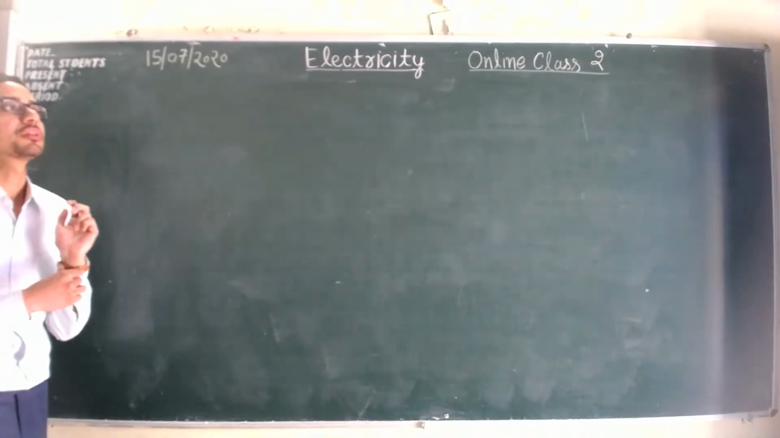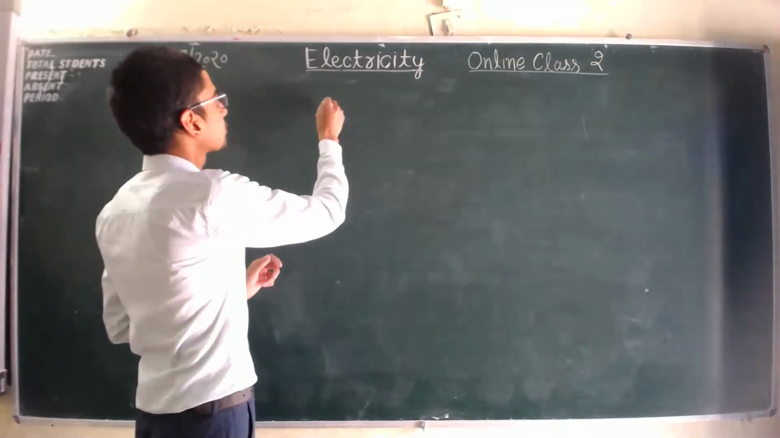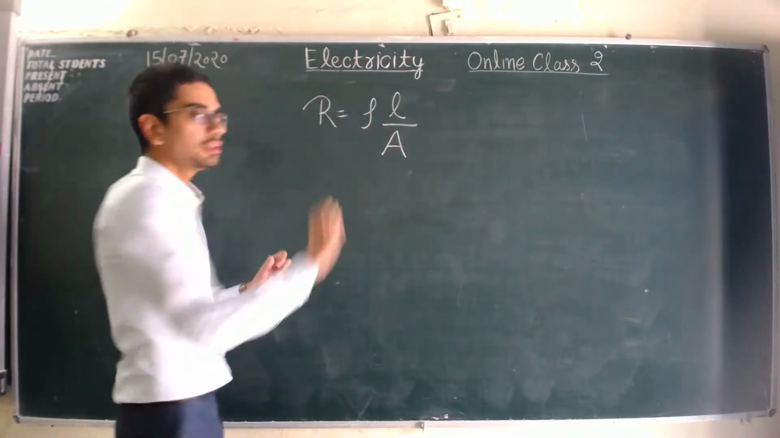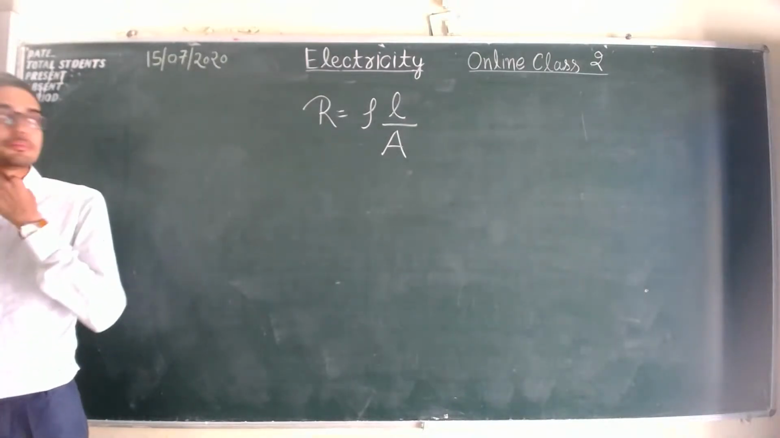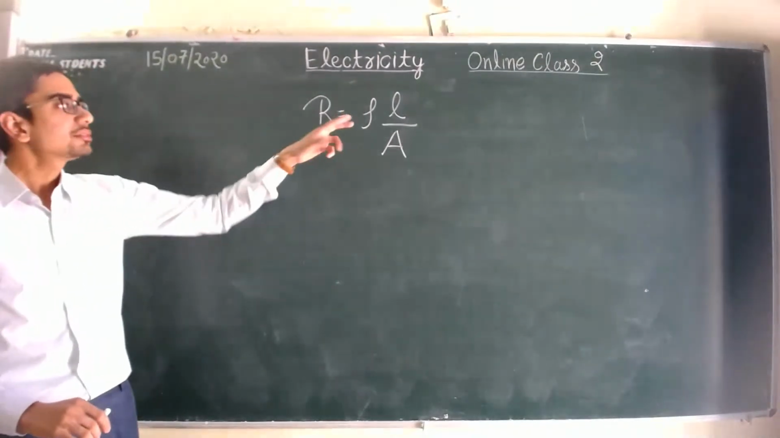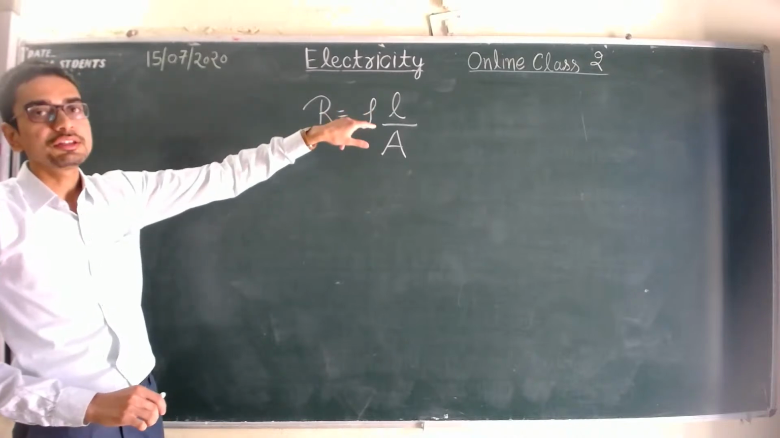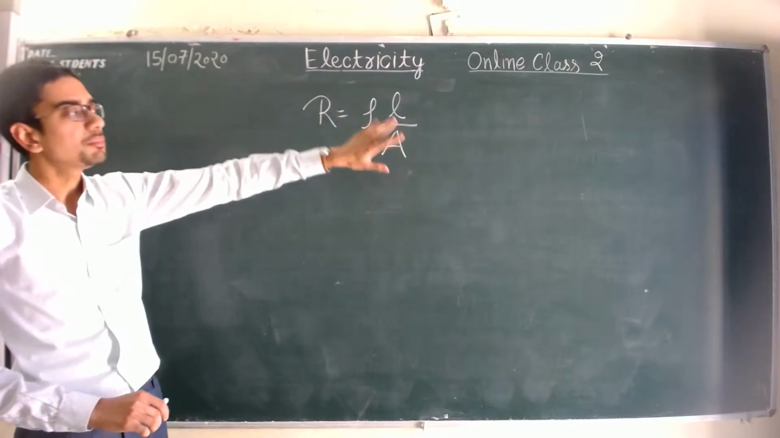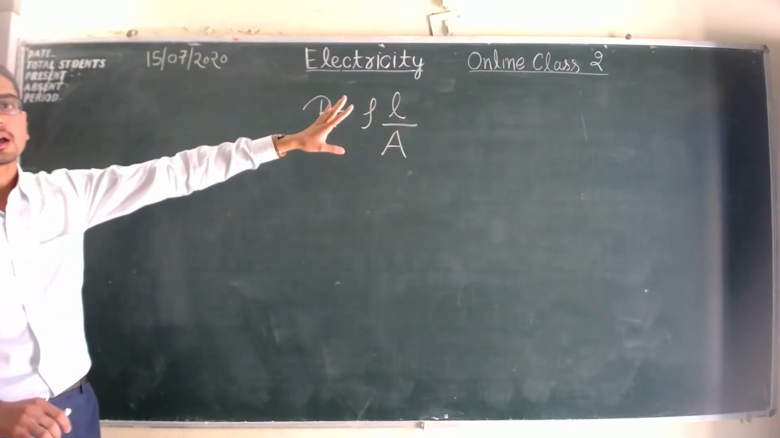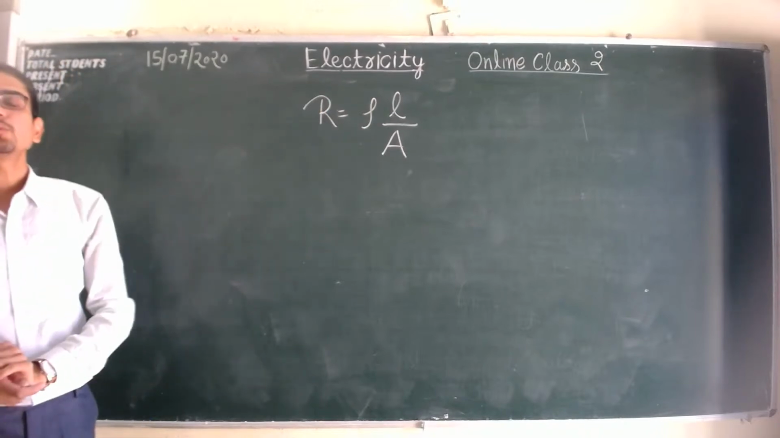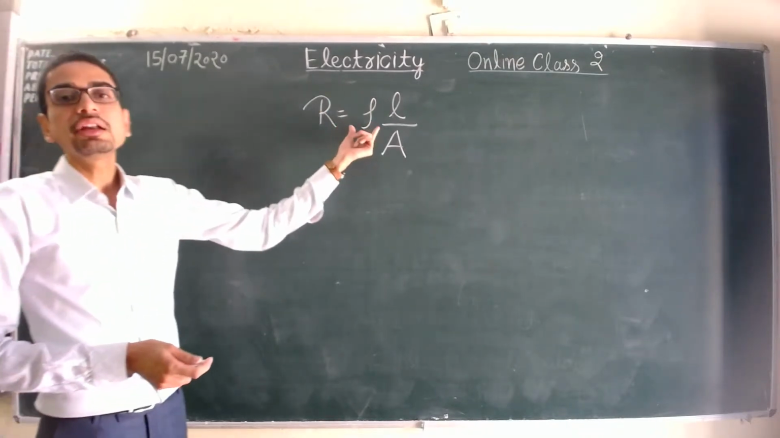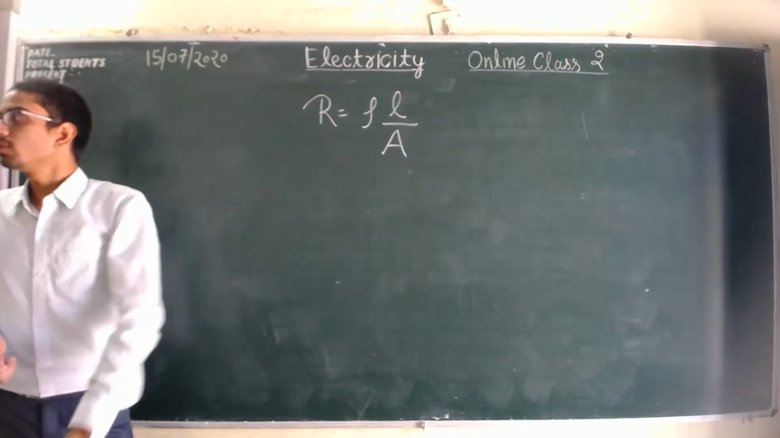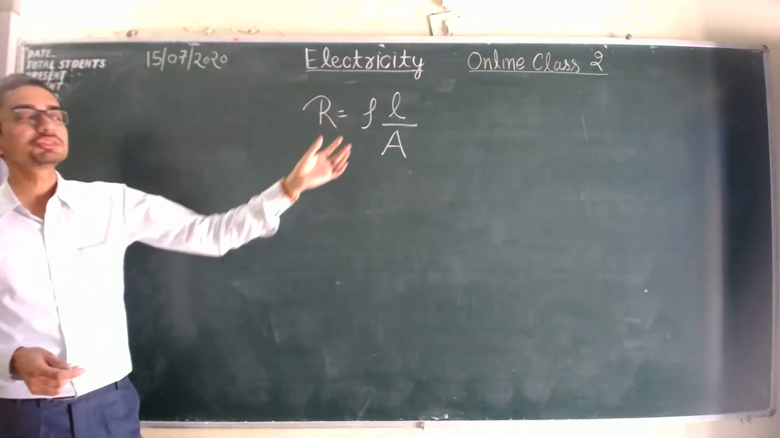Question number 1 was based on this formula, R is equal to rho L by A. Okay, you know that R is resistance, rho is resistivity, L is length, and A is area. Based on this formula, I gave you two numericals. First was very simple. You had to find out the value of resistivity when values of R, L, and A were given. That was very simple.